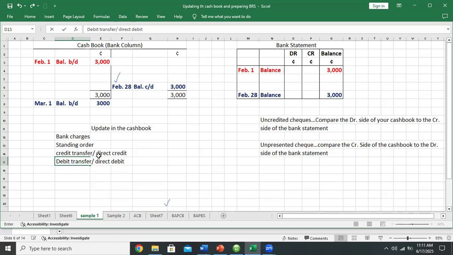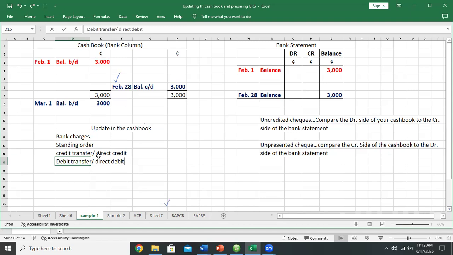Now, some people argue and say, is this not the same as standing order? The difference is that for standing order, you issue the instruction for the payment to be done. But for the debit transfer, you didn't issue any instruction. A typical example of direct debit was the e-levy.